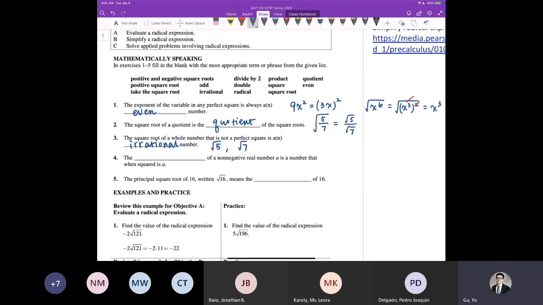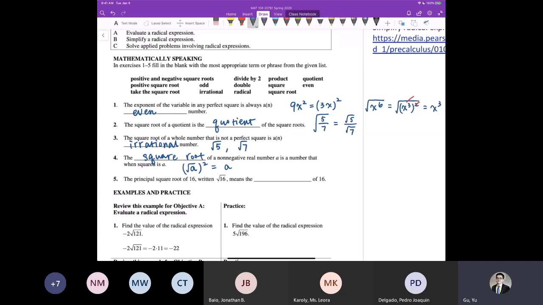Number 4, the blank of a non-negative real number a is a number that when squared is a. So this is the definition of square root. What that means is square root of a is a number such that when I square this number, I will get the radicand a. That's what that sentence says.